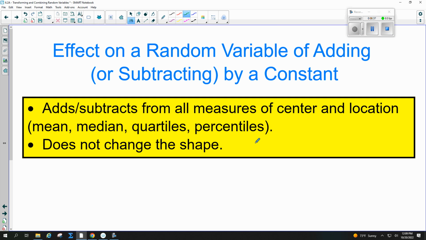So again, just a reminder, you add and subtract from all measures of center and location: mean, median, and quartiles and percentiles. Do not add or subtract from the standard deviation or the IQR or the range, okay? And also, it does not change the shape when you subtract by a constant.